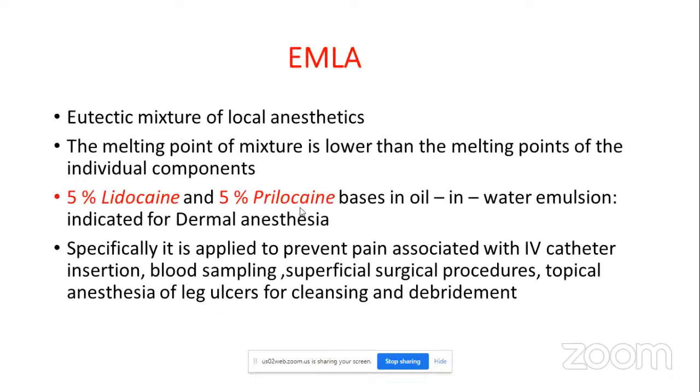EMLA, which is a eutectic mixture of local anesthetics. What is a eutectic mixture? The melting point of the mixture is lower than the melting points of the individual components. Here we use two local anesthetics, 5% lidocaine and 5% prilocaine, as an oil in water emulsion. For dermal anesthesia, topical application. Specifically, it is applied to prevent pain associated with IV catheter insertion, blood sampling, superficial surgical procedures, and topical anesthesia of leg ulcers for cleaning and debridement.